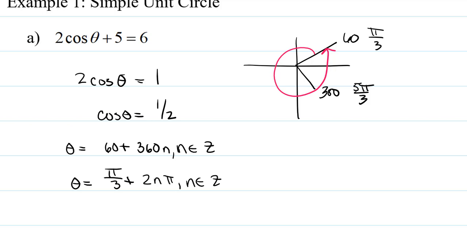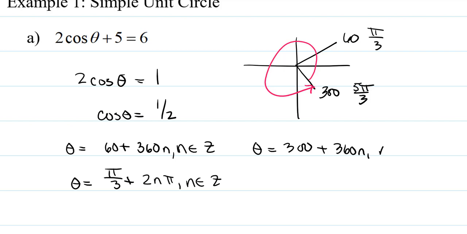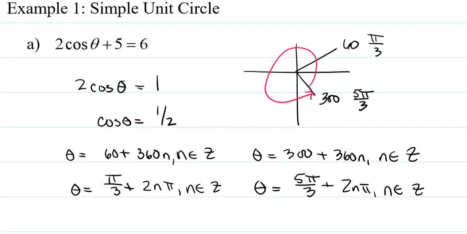Now I have another area where we could have a solution here, and that was at 300. So again, if I was at 300 and I wanted to go all the way around to get a coterminal angle with that, I'd have to add 360. So that same thing again is going to be theta equals 300 degrees plus 360n, and n is an element of the set of integers. And in radians, that would be 5 pi over 3 plus 2n pi. And again, you have to make sure you add that n is an element of Z in there because you're telling the person reading your paper, hey, this letter n represents some number that is part of the set of integers.